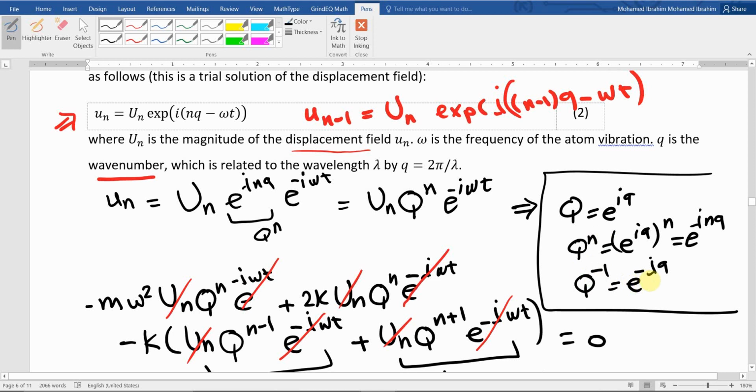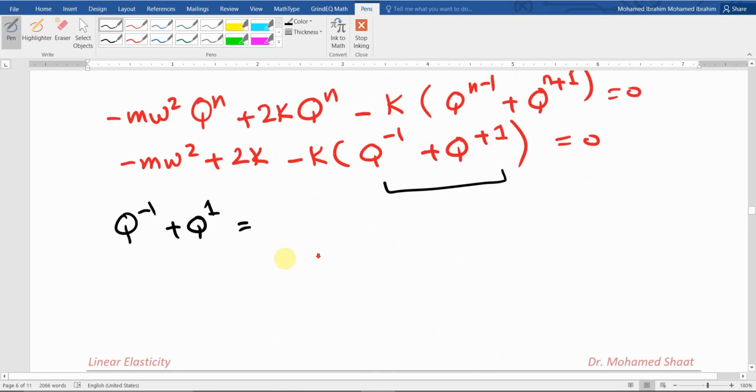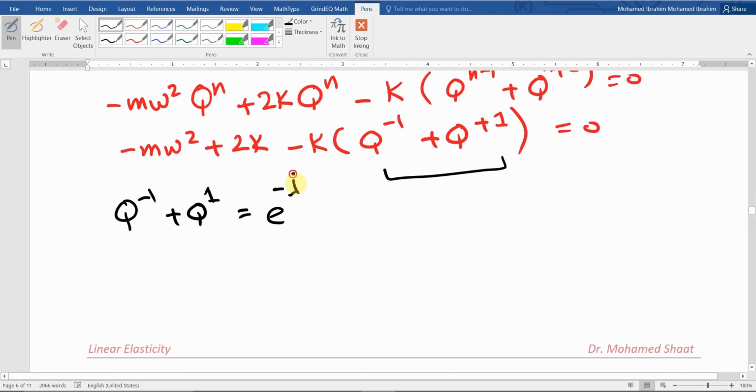If you remember, how much is q -1? Generally it is e to the power iq. So if it is -1, it should be -iq. If it is +1, it should be +iq, right? So we're going to have here e to the -iq plus e to the iq.